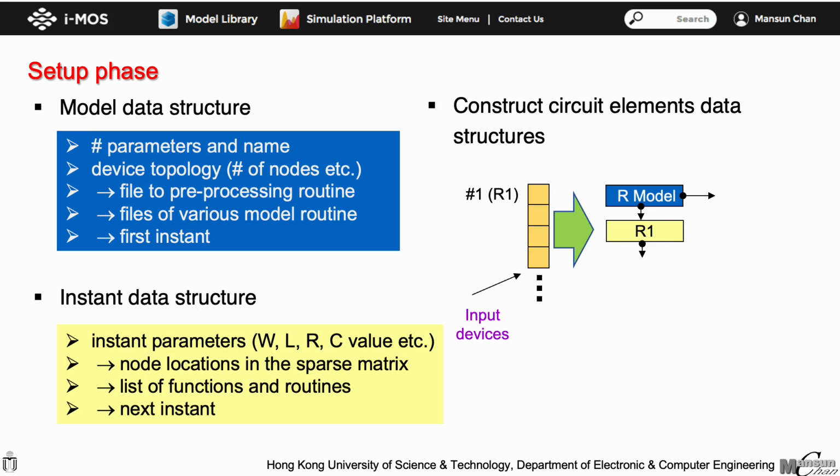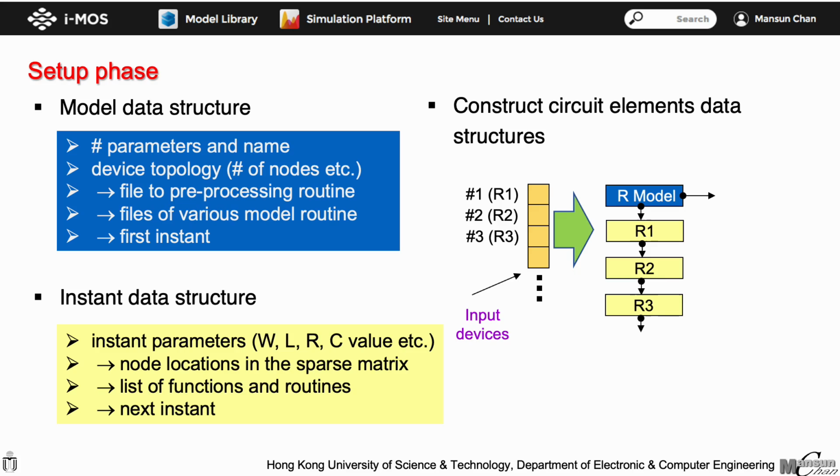The instance data structure also contains all the subroutines to calculate the currents and conductances generated by the instance, and enter them into the circuit matrix. At the end of the instance data structure, it contains another pointer pointing to the next instance sharing the same model.